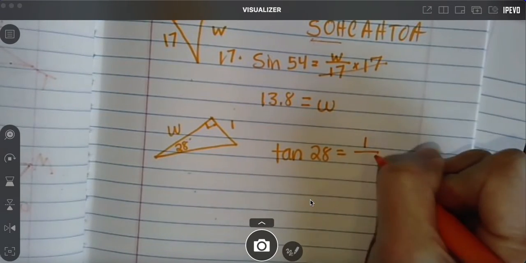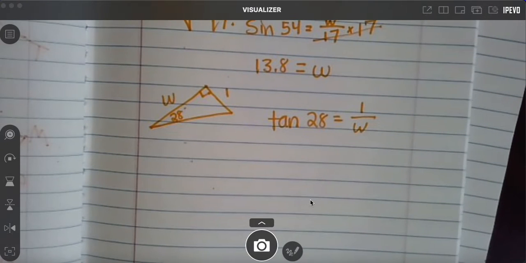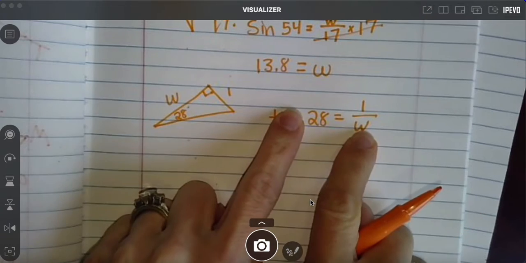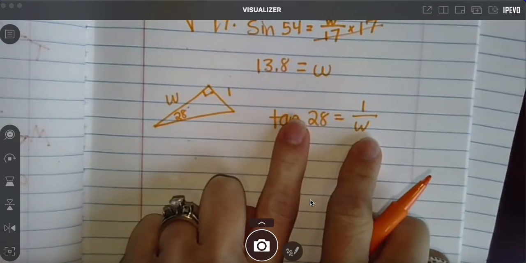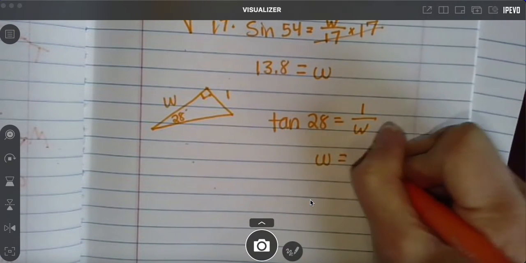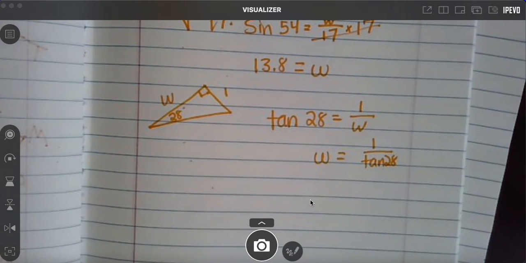So I'm going to put 1 over W. Now this one's weird. On the last one we multiplied. So a lot of times we'll just multiply and have our answer. This one's a little bit different, y'all, because the W's in the denominator. So there's this trick where when your variable's in the denominator, you can just switch sides with it. I'll show you why in a second. But basically, it's just W equals 1 over the tangent of 28. Do y'all see how I just switched? When your variable's in the denominator like that, you can just switch it with what's on the other side. Do you want me to show you why?